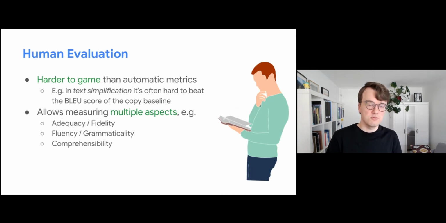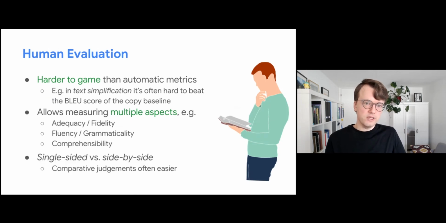And an advantage of this human evaluation is that you can measure different aspects regarding the goodness of the outputs. So some common aspects are things like adequacy or fidelity. So how factually consistent is the output to the input? For example, in machine translation, does the output convey the same thing as the input? Fluency and grammaticality. Finally, comprehensibility. So even if your model output is grammatical, it might still be expressed in a non-comprehensible way, which is not great.